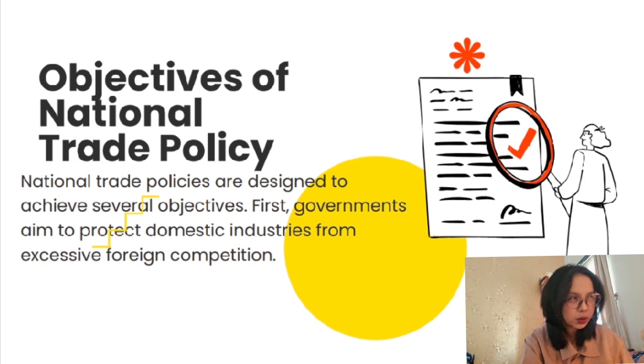Next is instruments of trade policy. Governments use various instruments to implement trade policies. Tariffs are taxes imposed on imported goods to make them more expensive and less competitive compared to domestic products. Quotas limit the quantity of imports entering a country. Subsidies provide financial support to domestic producers so they can compete internationally.